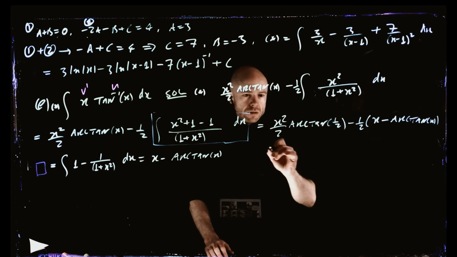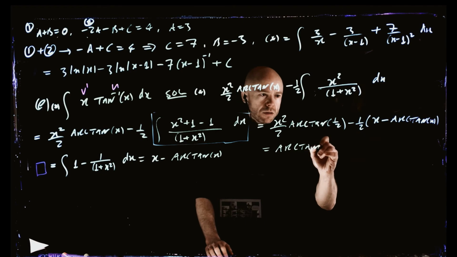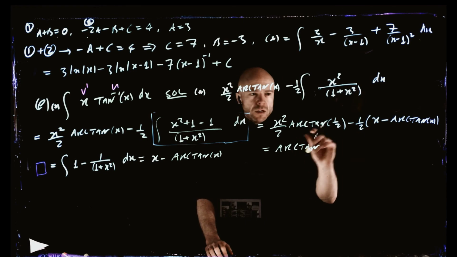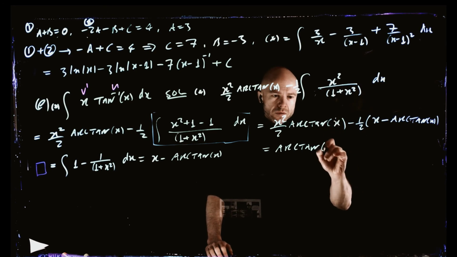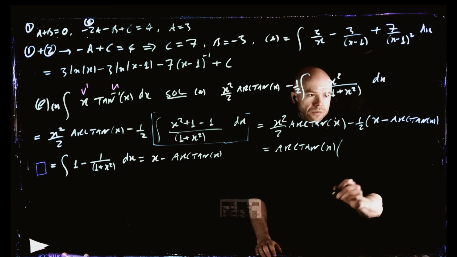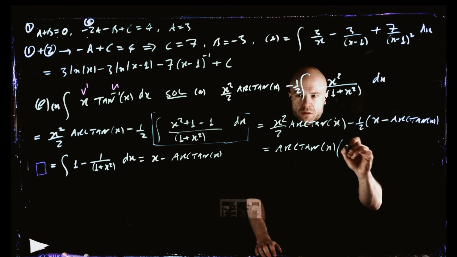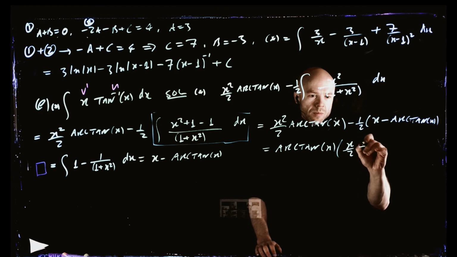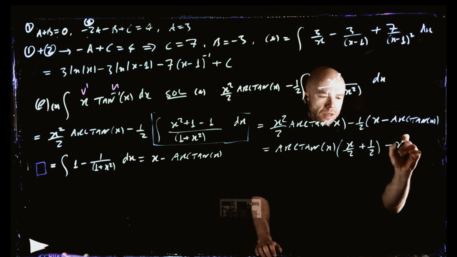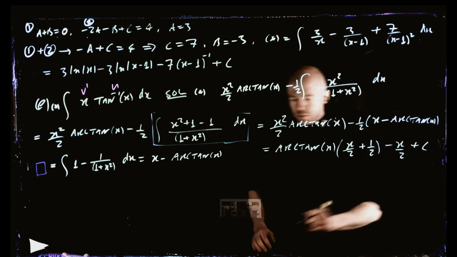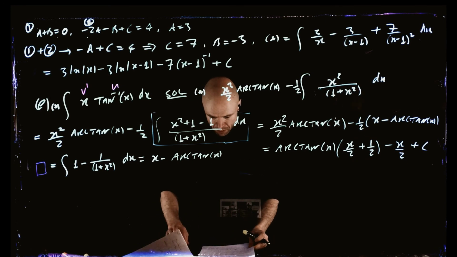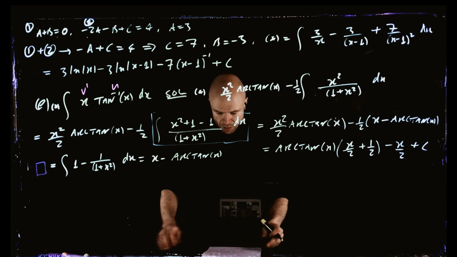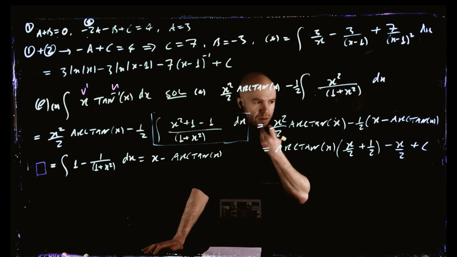Let's clean this up a little bit. Oh, something is wrong. Why did I put a half here? No, this is just x. So this is arctan of x. And what do we have? We have x squared over 2 arctan x, and then plus 1 over 2 arctan x, and then just minus x over 2, plus constant c. And that is how we do this guy.